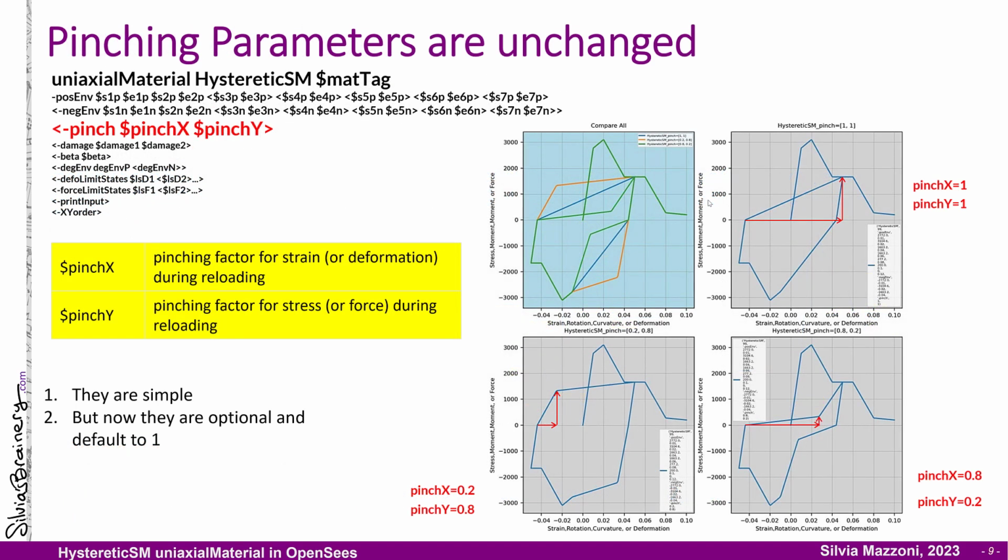The pinching parameters that we had in Hysteretic haven't changed, so you still have pinch X and pinch Y. What I've changed is I've made them optional. Okay, pinch X is the pinching factor for strain or deformation during reloading, and then pinch Y is the same parameter for stress. Okay, I like them because they're simple. You don't have to define all these fixed values, and all it really means is that if you have 1 and 1 for pinch X and pinch Y, then your extension, pretty much this line here, has a 1-to-1 ratio all the way through to the end.